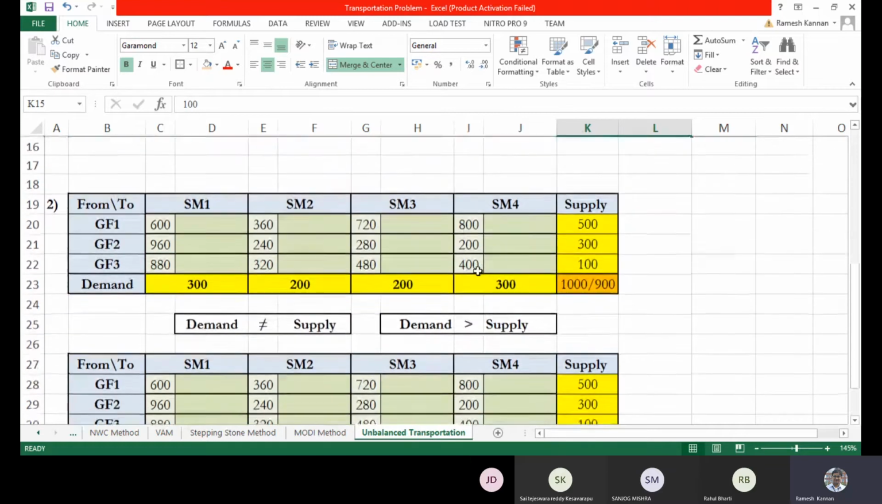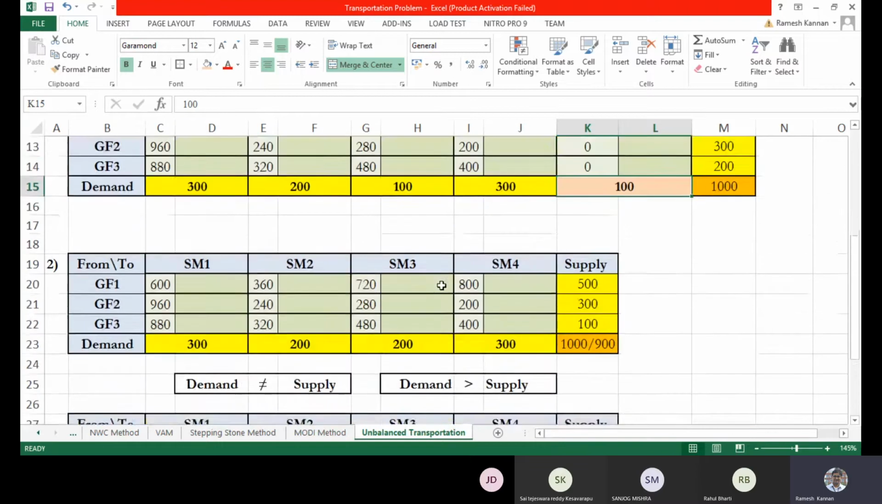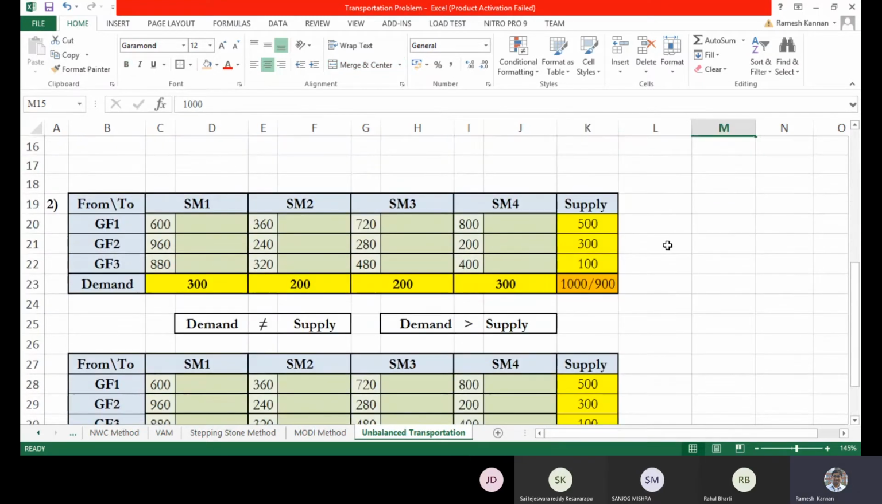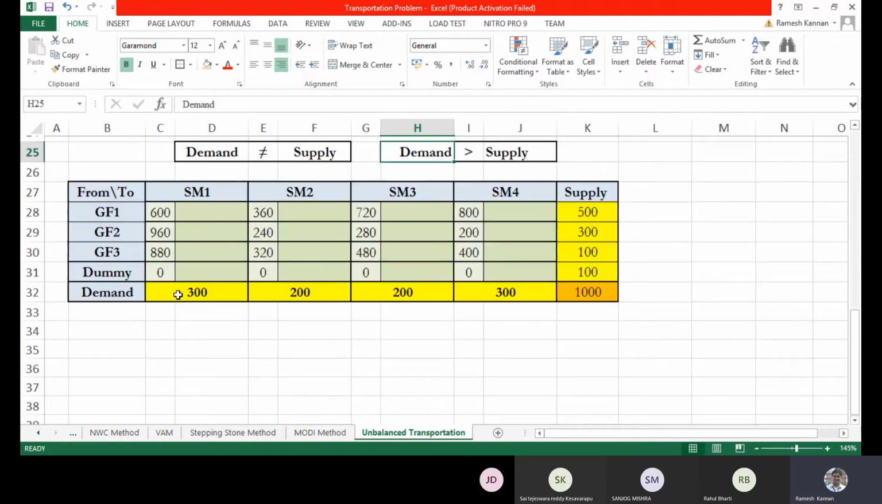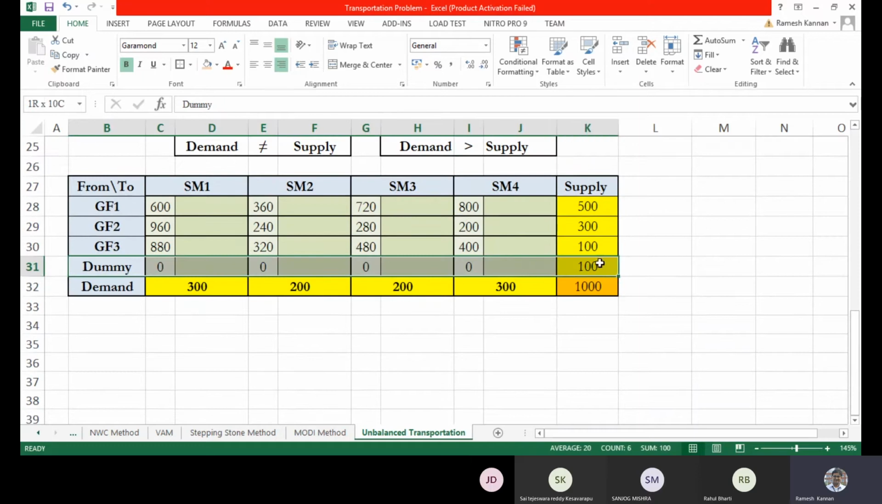So the next case is where the supply is greater than the demand. In this case, I think the demand is 1000 here. When you add up all these things, it becomes 1000, but the supply is just 900. Which means that demand is greater than supply, so we need more supply. So we'll add a dummy row.